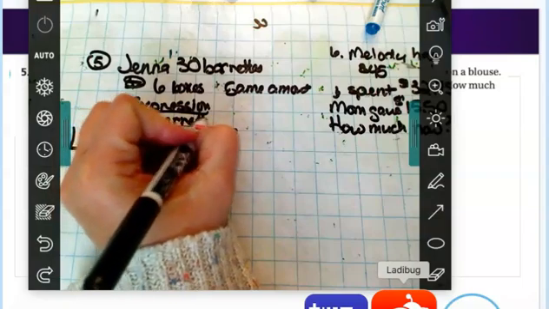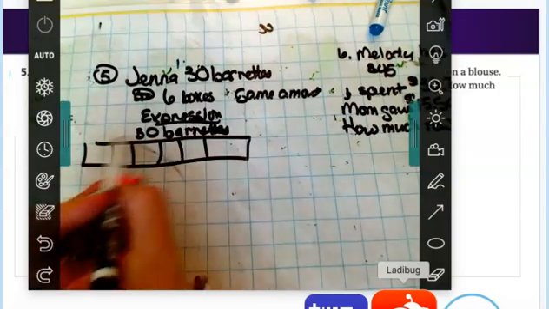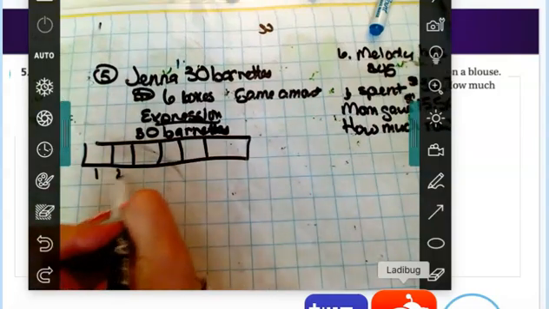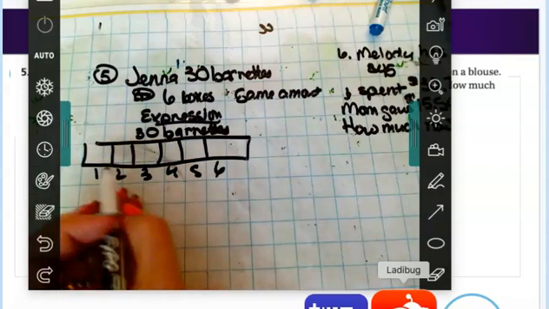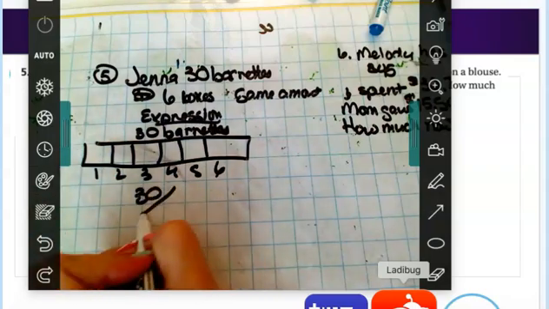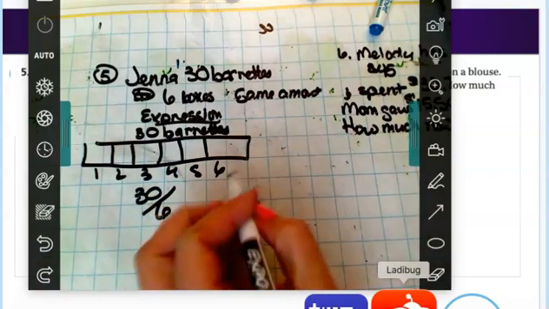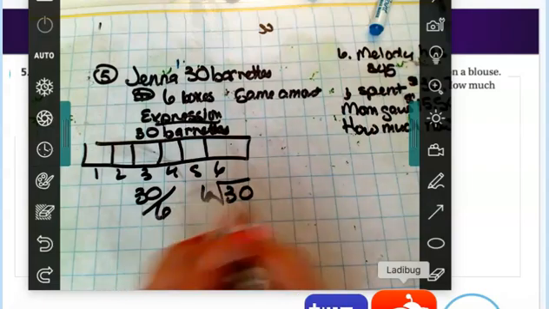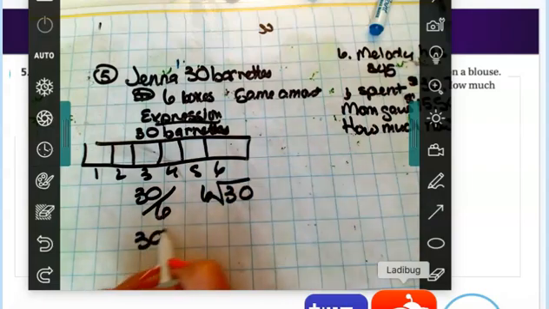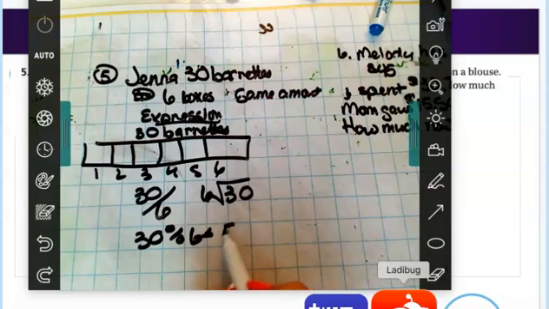Well, using our bar chart, what does that show you? What operation is that? We're going to break it up into 1, 2, 3, 4, 5, 6 boxes. It's division, right? So I'm taking 30 and I'm dividing it. Remember, fractions are division. Dividing it by 6. I'm taking 30 and I'm dividing it into 6 groups. So how much is that? What number times 6 will give me 30?